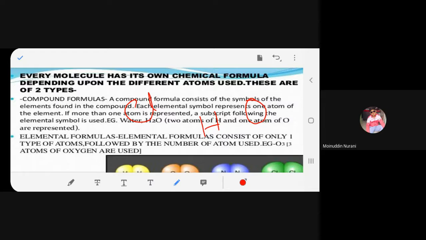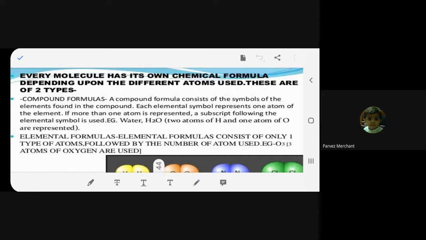Yes, ma'am. So one type of atoms. For example, hydrogen, how is it made? Two atoms of hydrogen. Understood? Now chlorine, two atoms. Oxygen, two atoms. Nitrogen, two atoms. Exactly. So you know that these are elemental formulas, right? Yes, ma'am. So what are we going to do? We are going to add the number of atoms to that element.